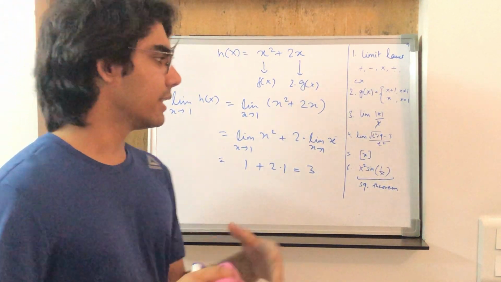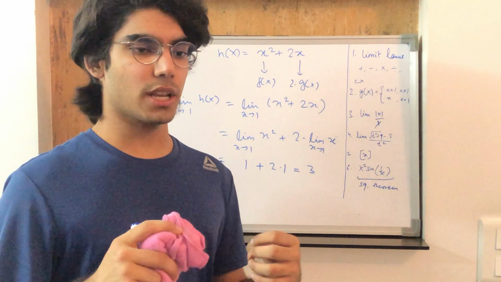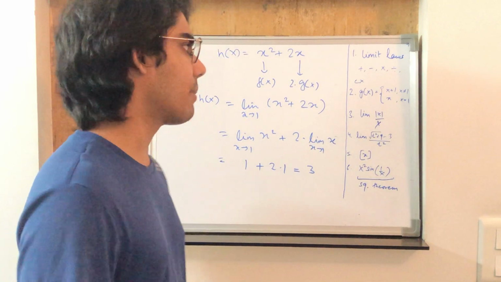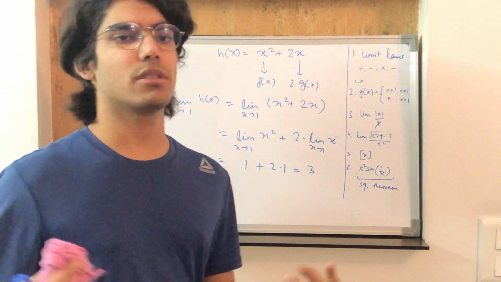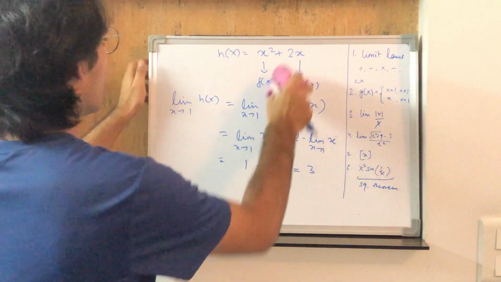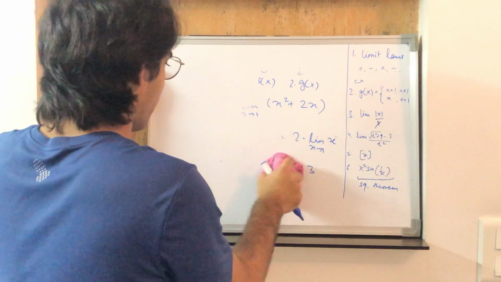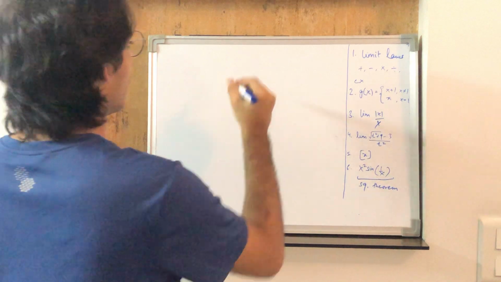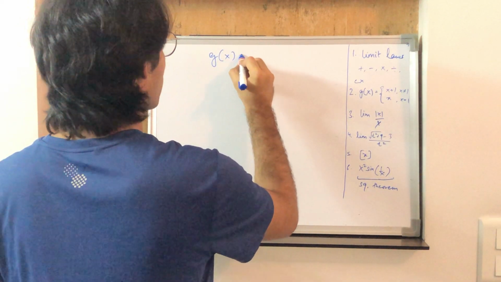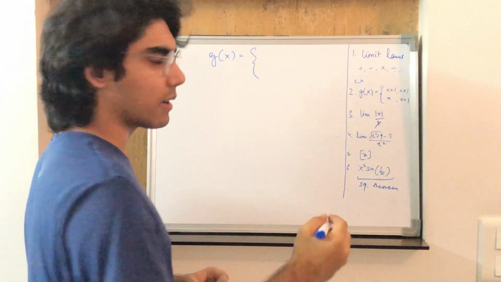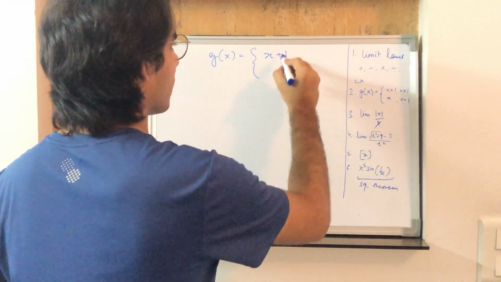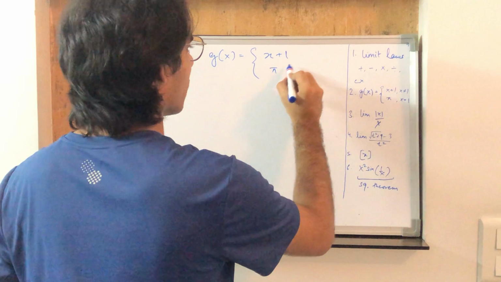So limit laws tell us we can use limit operations as just simple operations, and they work with addition, subtraction, multiplication, and so on. Let's look at another example, and we're going to understand left and right hand limit now a little better. Let's say I have this function g of x, which is a piecewise function, which means that it's going to take different values at different values of x. So this is what it looks like.